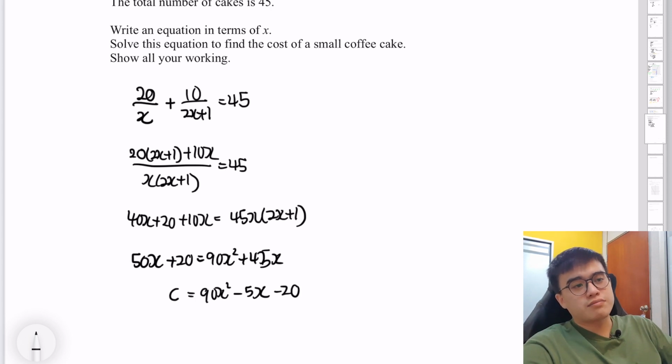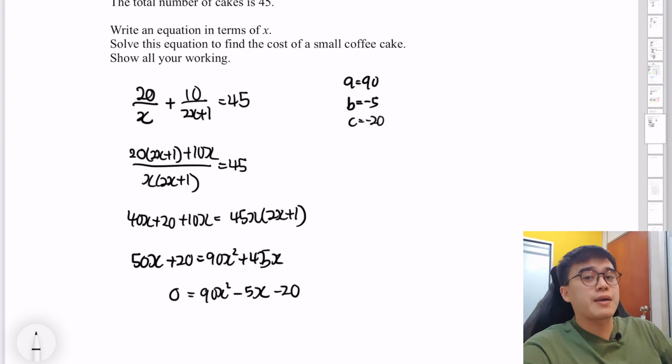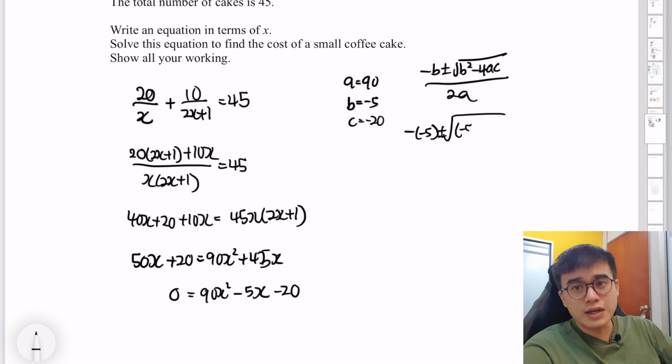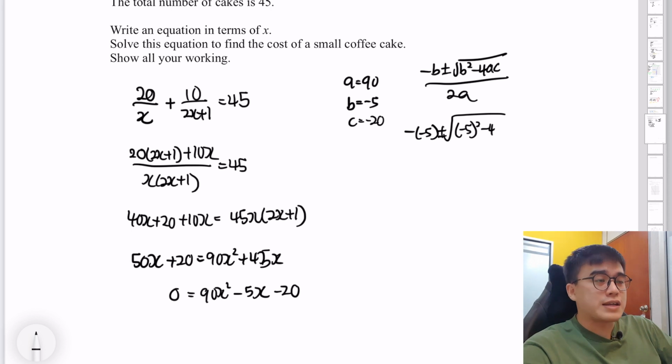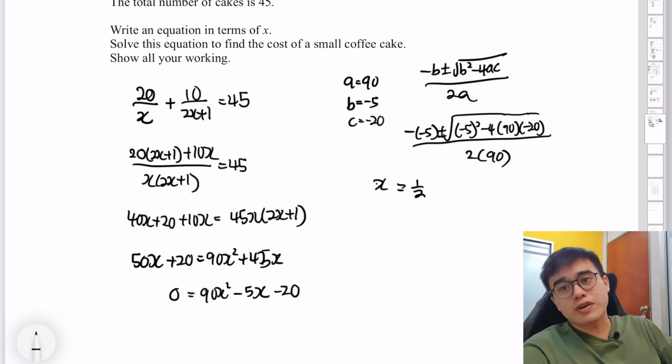So for this, okay, it's clearly too big to be factorized. So I'll be using quadratic formula to simplify my workings here. So my A was 90, my B was negative 5, my C was negative 20. So with this, I sub into the quadratic formula. Negative B plus minus square root B squared minus 4AC over 2A. You will get your final results as x equals to 1 over 2 and negative 4 over 9.